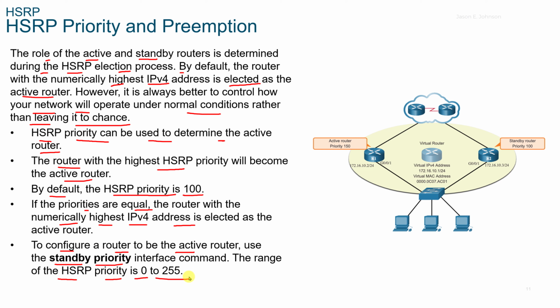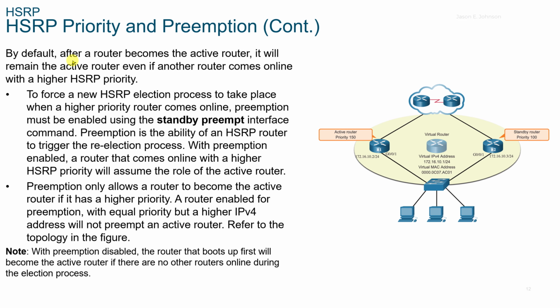Now, by default, after a router becomes the active router, it will remain the active router even if another router comes online with a higher HSRP priority. So to force that election process, you can do the standby preempt interface command, and that preemption is the ability of an HSRP router to trigger the re-election process. So kind of like a vote of no confidence. And then it goes back through the process, and then the active router with the highest priority gets selected.